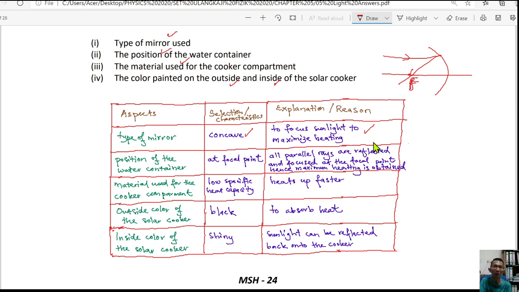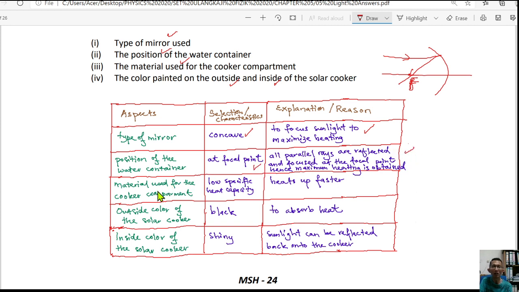Next one, the position of the water container. So I'll put it at the focal point. You see here all the light goes to my focal point. So I will put my water container at the focal point. The reason is all parallel rays are reflected and focused at the focal point, and hence we will have the maximum heating. So here is 1 point, here is 1 point.